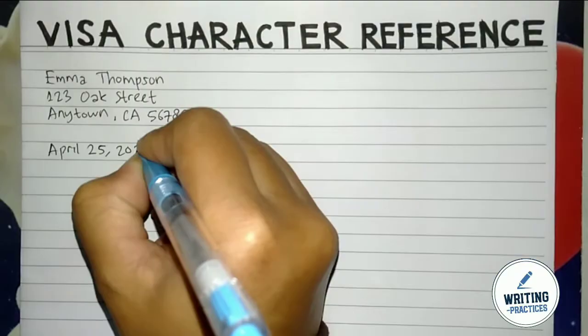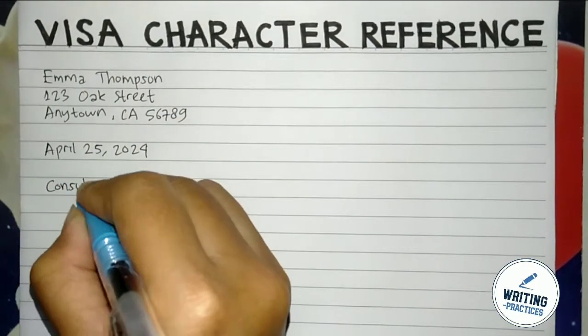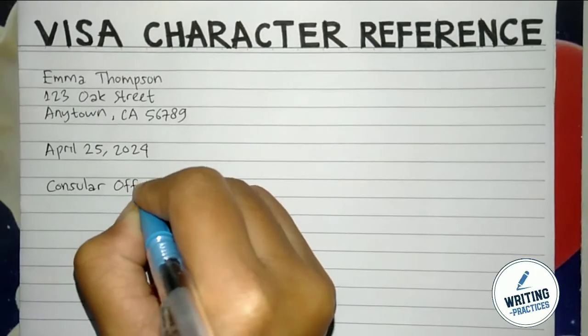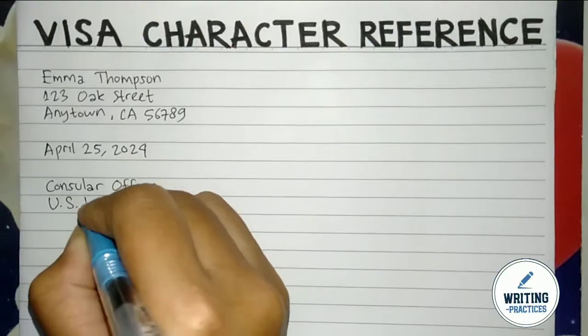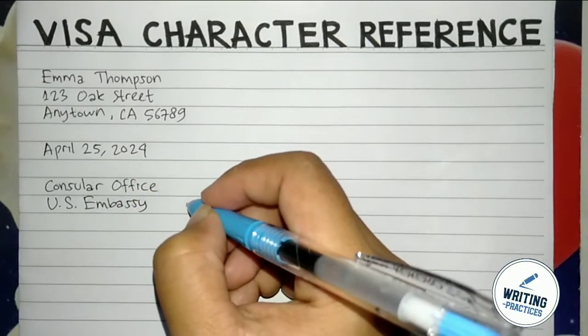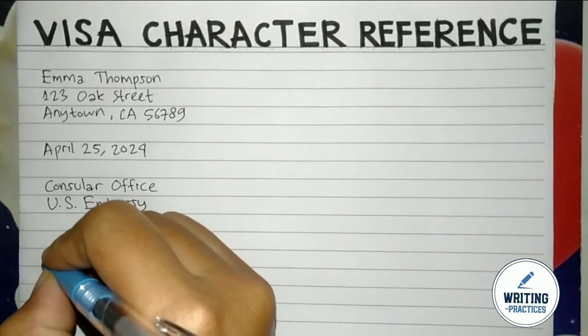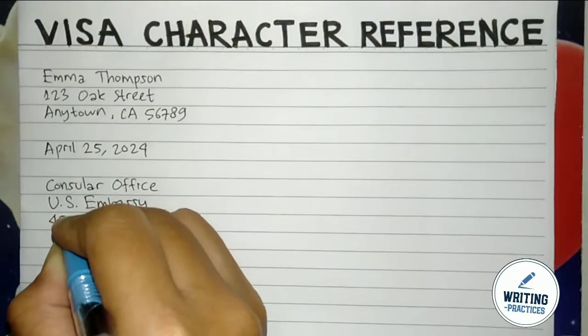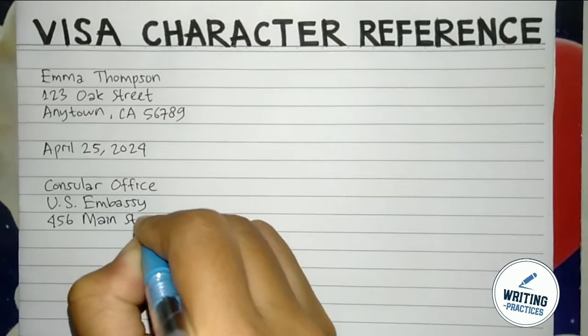Here, Writing Practices will show you how to write a visa character reference letter step by step. Check this out. First of all, you need to write your full name. Under it, write your home address. Remember, you need to include the number, street name, city, state, and zip code. After that, write the date of the letter. Yes, you may use the format of month, date, and year.